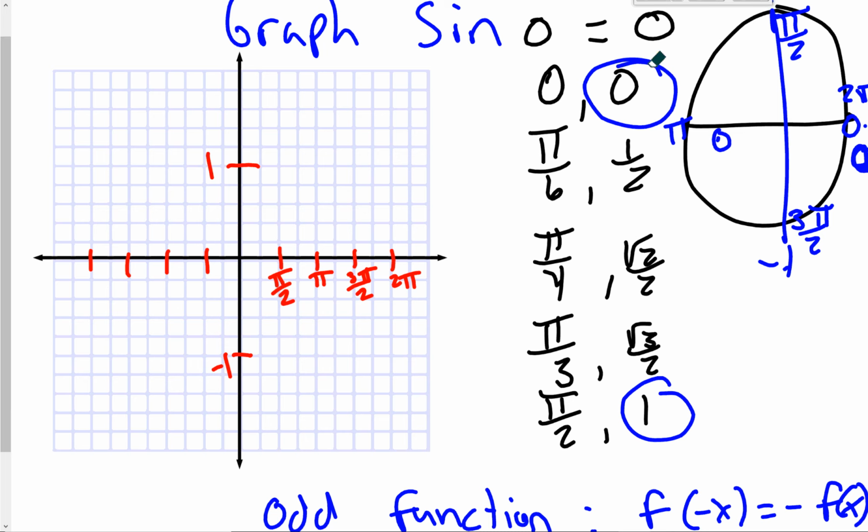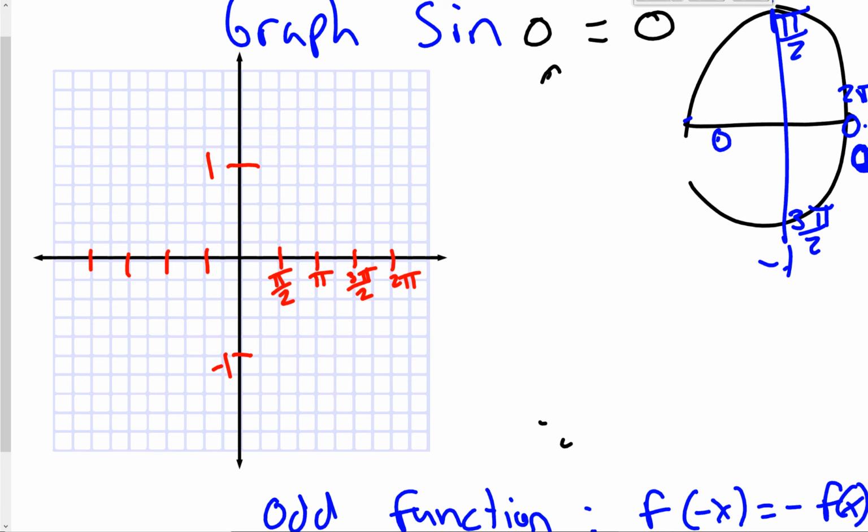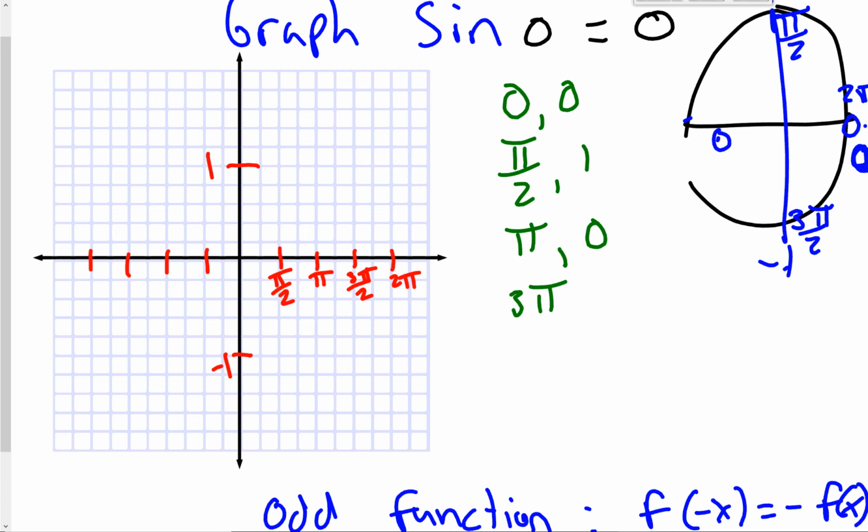The easiest angles to pick to graph, just like most graphs, are the easy numbers. At 0, I get 0. At pi over 2, I get 1. At pi, I get 0. At 3/2 pi, I get -1. And at 2 pi, I get back to 0. So I can go ahead and graph those: 0, 0, pi over 2, 1, pi back to 0, 3 pi over 2, -1, and then back.